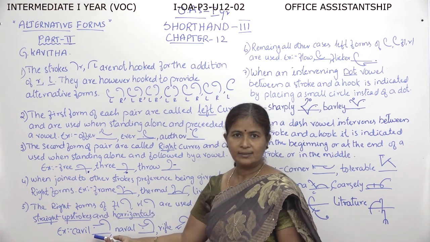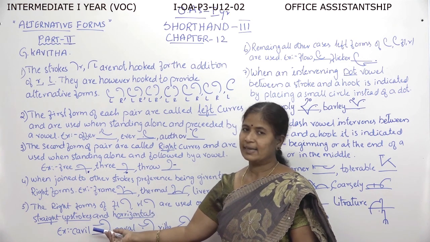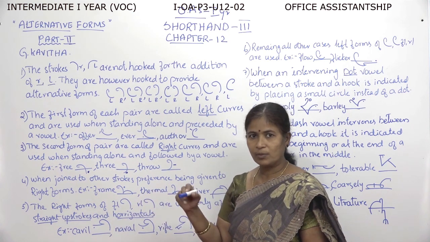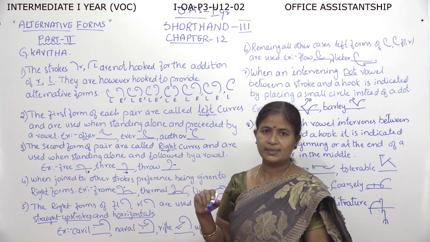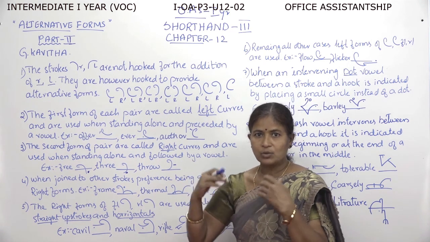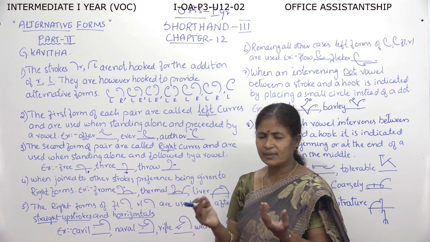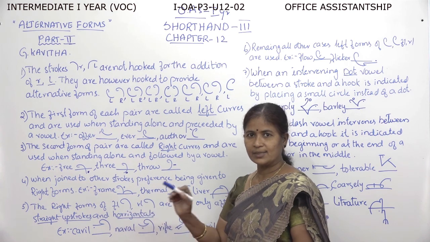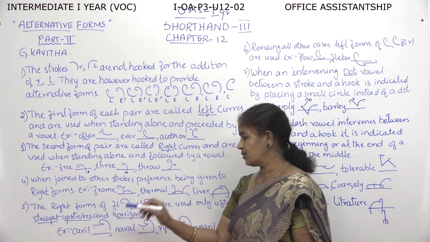Example, cavil. K is a horizontal. And which form of well do we write? The left form or right form? Try writing left form and see. Ca and well. A hook ఇంకా కొంచెం పెద్దగా అయిపోతుంది. It's not convenient to join avadu. Okay. So cavil. Since K is going towards right side, right form of well joins better.